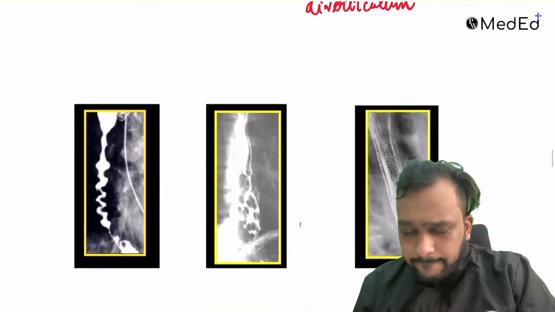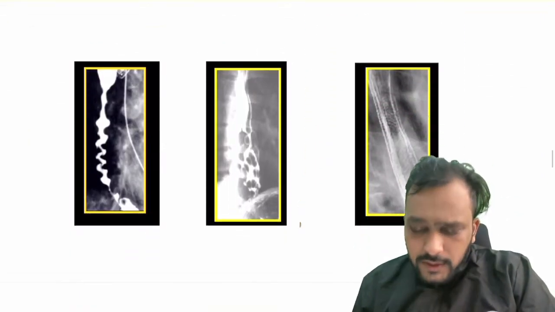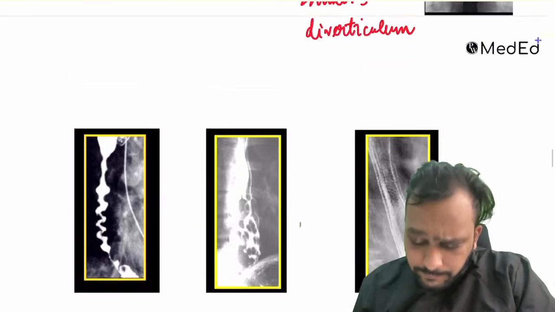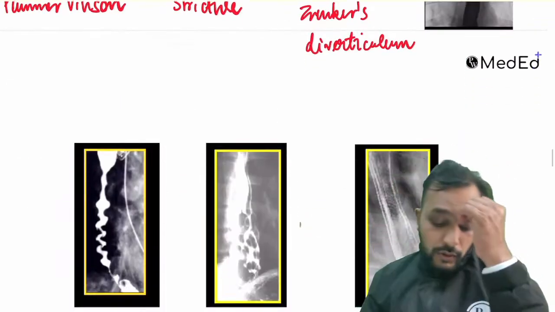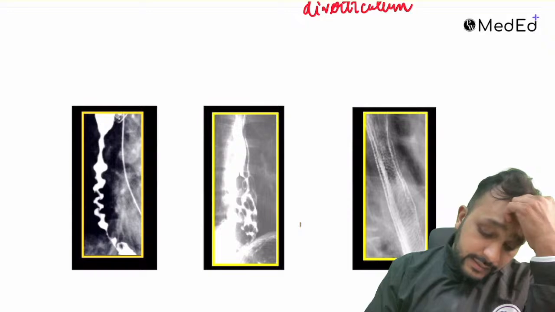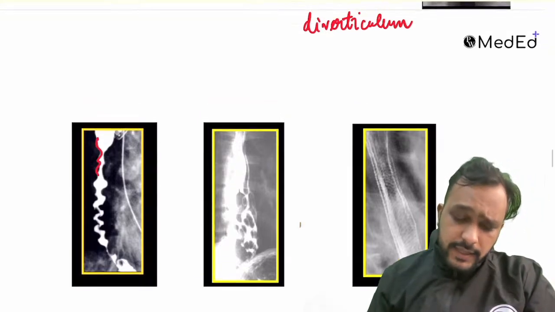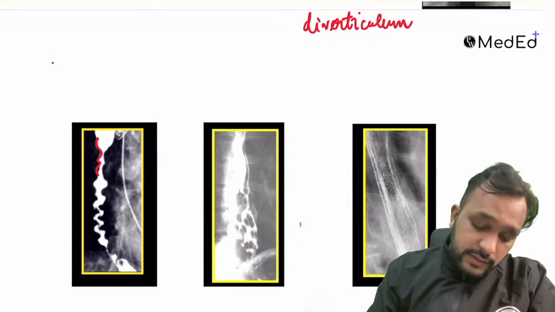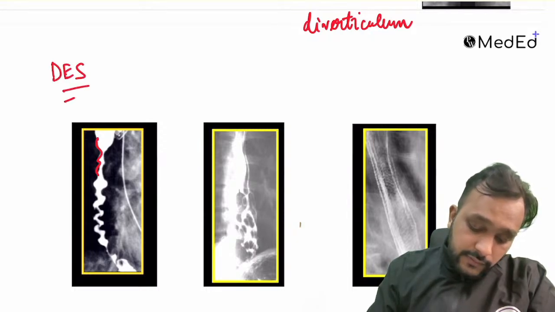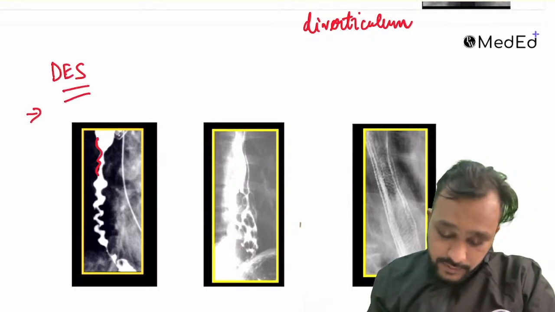So, coming on to other barium swallow images. Here we can see that this is the corkscrew esophagus. The patient complains of chest pain, and this corkscrew esophagus is seen in patients with diffuse esophageal spasm.